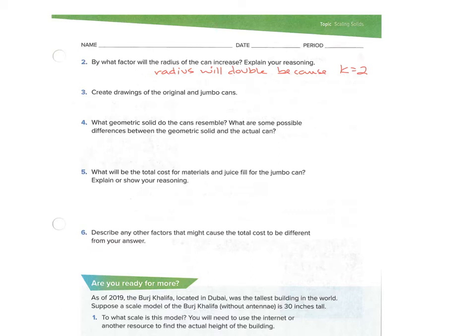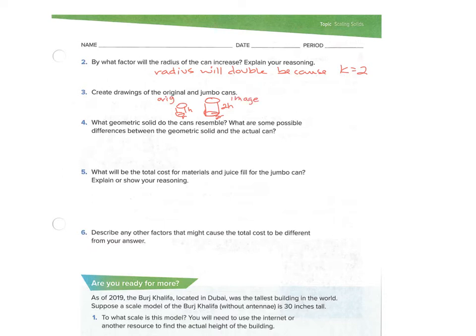So it says create drawings for the original and jumbo can. So my original can is something little, and then it doubles. So my image can should look like it doubles. So the dimensions of this would be h, and my base would have a little r, little radius, and my image can, the height would be 2 times higher, and my radius would be 2 times the original radius. This would be my original little can, and this is my image, or my can that has been doubled in size.